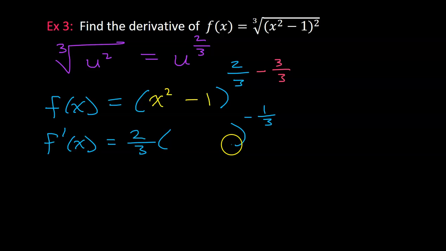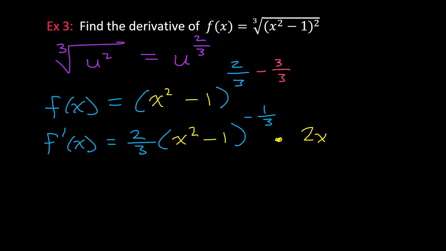All right, so we've taken the derivative of the outer function. We are to leave the inner function the same. But now we multiply by the derivative of this inner function. The derivative of x squared is 2x. The derivative of negative 1 is 0, so we don't need to write anything else.